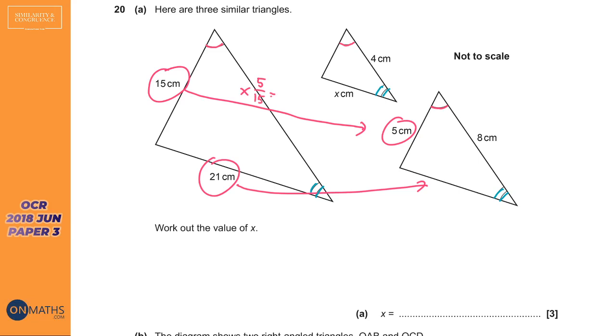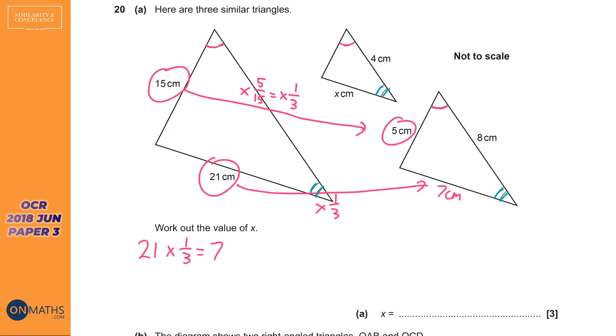Okay, which is the same as, so you divide top and bottom by 5, you get 1 over 3. So it's times a third. So we're going to do the same scale factor to the one that we don't know, so 21. So 21 times a third. So a third of 21, well, 21 divided by 3 is 7. So that's going to be 7 centimeters there.